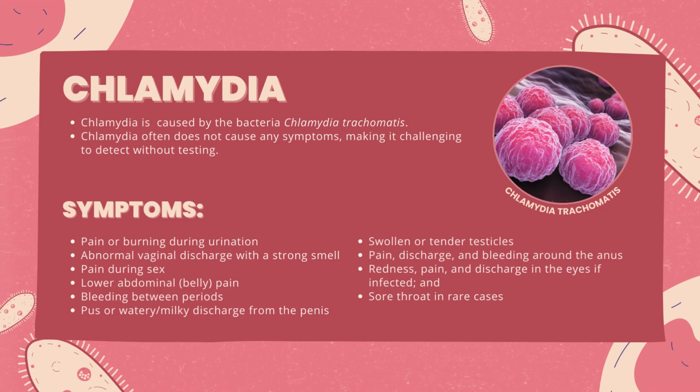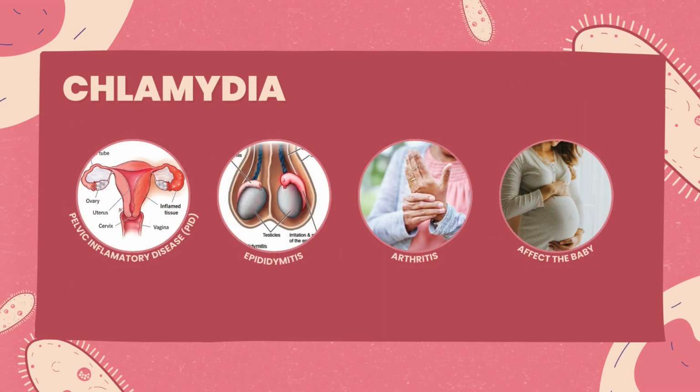tender testicles, pain, discharge, and bleeding around the anus, redness, pain, and discharge in the eyes if infected, and sore throat in rare cases. If left untreated, it could lead to serious complications such as pelvic inflammatory disease in women, which can cause long-term pelvic pain, infertility, and ectopic pregnancy.